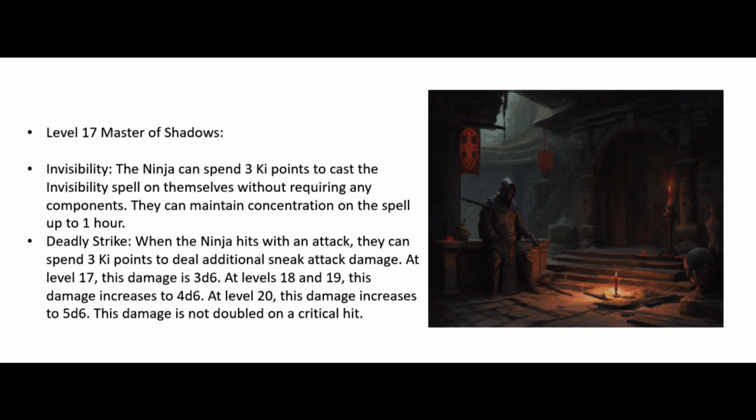Level 17 Master of Shadows. Invisibility. The ninja can spend 3 ki points to cast the invisibility spell on themselves without requiring any components. They can maintain concentration on the spell up to 1 hour. Deadly Strike. When the ninja hits with an attack, they can spend 3 ki points to deal additional sneak attack damage. At level 17, this damage is 3d6. At levels 18 and 19, this damage increases to 4d6. At level 20, this damage increases to 5d6. This damage is not doubled on a critical hit.